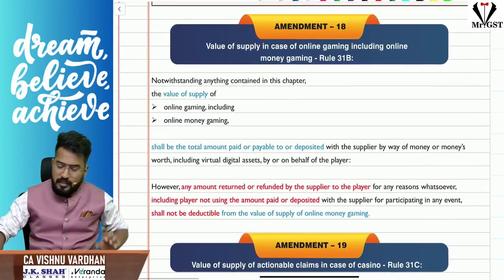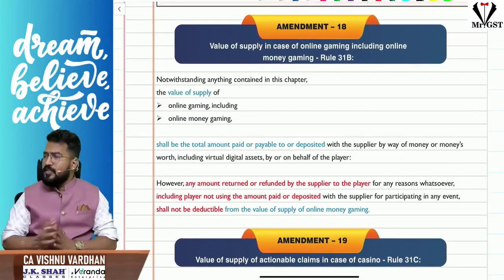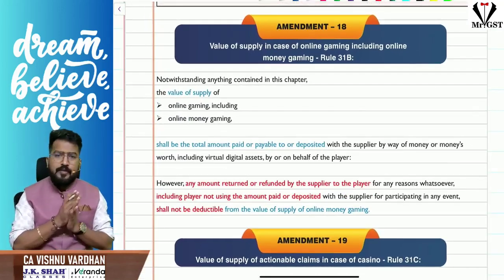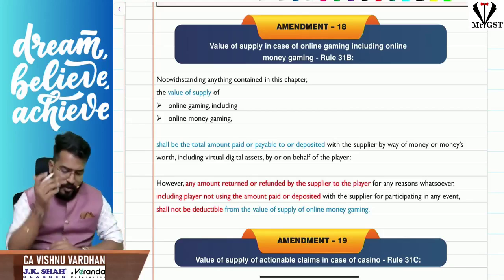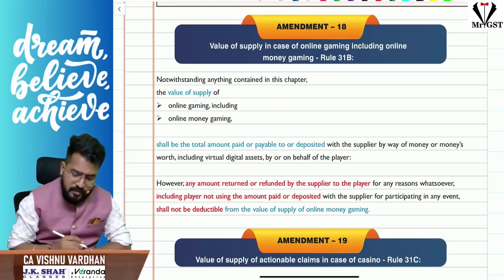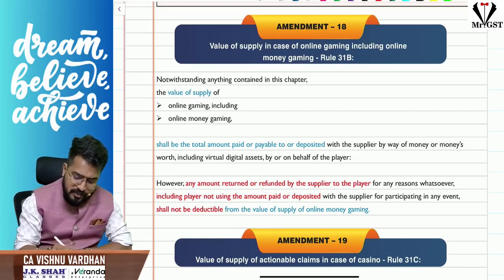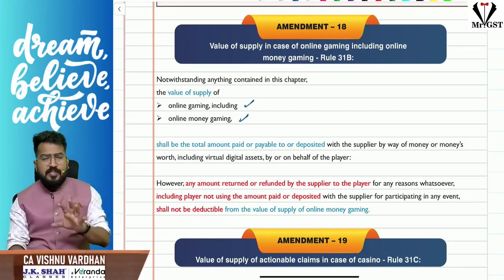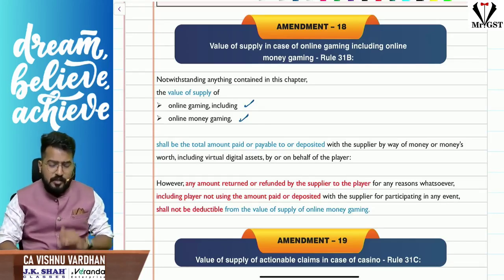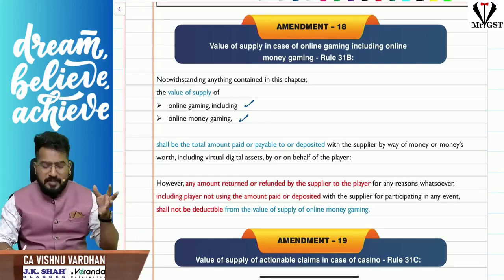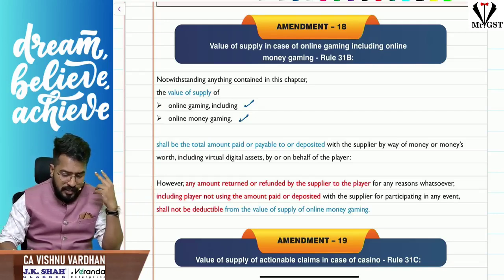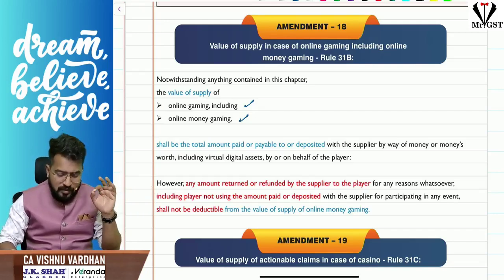Clear? So with this we are done with that clarification. Let us move to the next one. If you see, rule 31B and 31C, the new rules. This is with respect to online money gaming, online gaming. With respect to this, what will be the value of supply? So you know, online rummy or online PUBG, etc. For online gaming and online money gaming, sir, what is the value of supply?